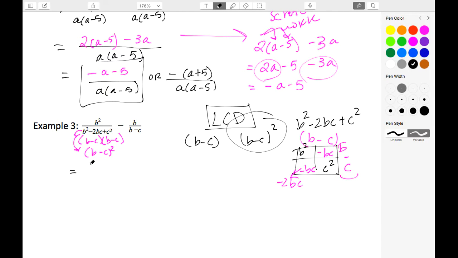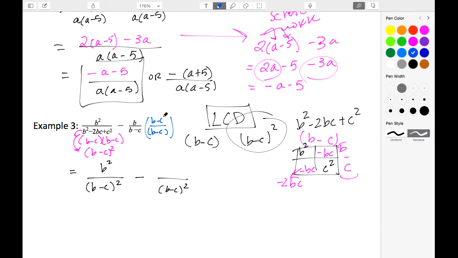So then we want this to be b minus c squared and then b minus c squared. Now, this is equivalent to this, so we don't have to change anything. That already has the least common denominator. So then here I want this to be b minus c squared. In this case, I would need to multiply this times another b minus c.